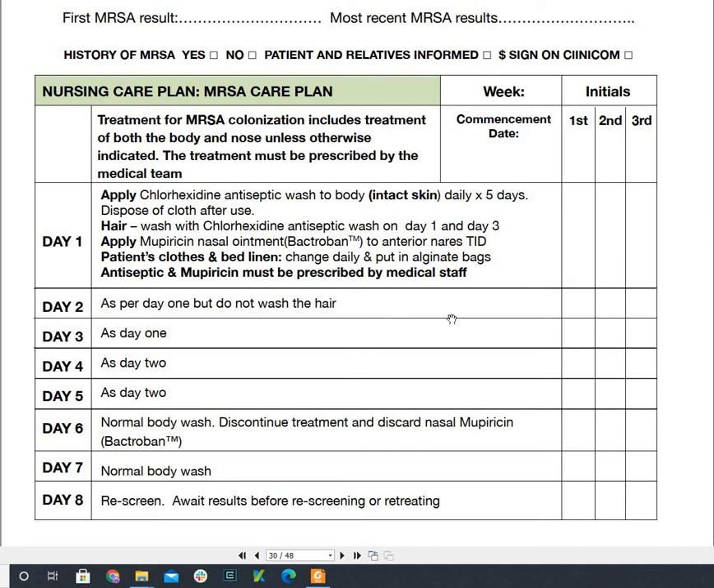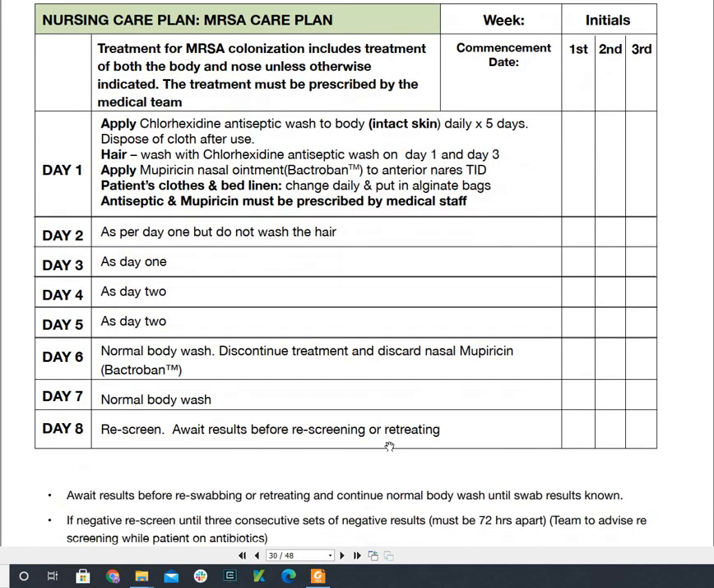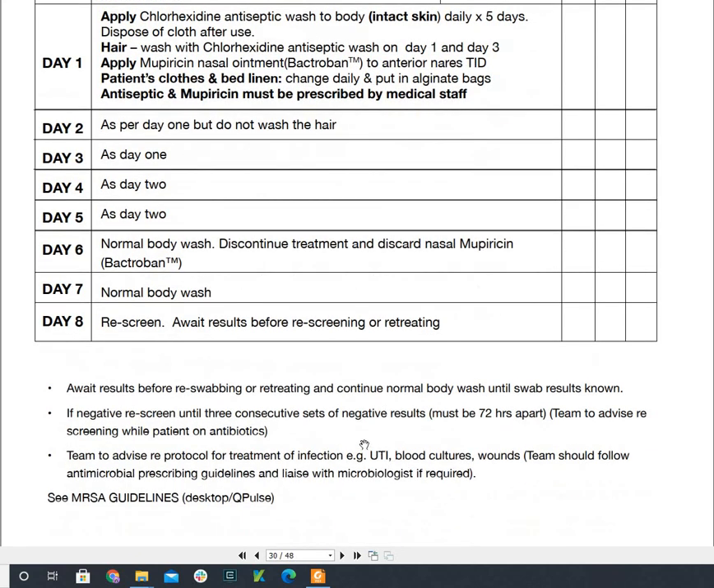So on day 2, as per day 1, but do not wash the hair. Day 3 as day 1, day 4 as day 2, day 5 as day 2, day 6 normal body wash, discontinue treatment and discard nasal mupirocin. Day 7 normal body wash, day 8 rescreen, await results before rescreening or retreating. Continue normal body wash until swab results are known. If negative, rescreen until 3 consecutive sets of negative results. They must be 72 hours apart.